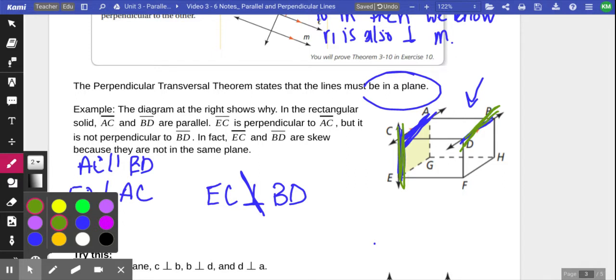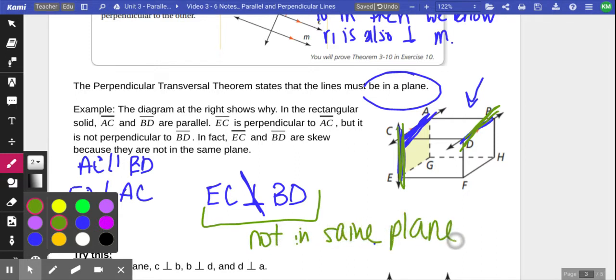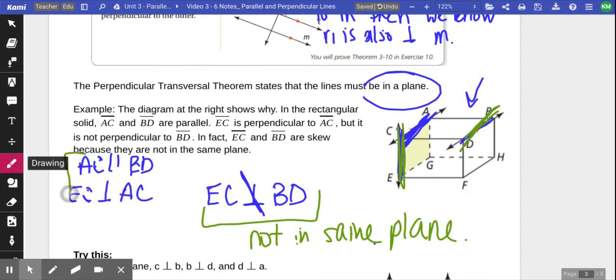And if you remember, since they're not in the same plane, they're actually known as being skew. So not in the same plane, they obviously can't be perpendicular. All these, though, separately are in the same planes. Remember, if they're not in the same plane, they can't be perpendicular. They can't even be parallel at that point. They're known as skew.